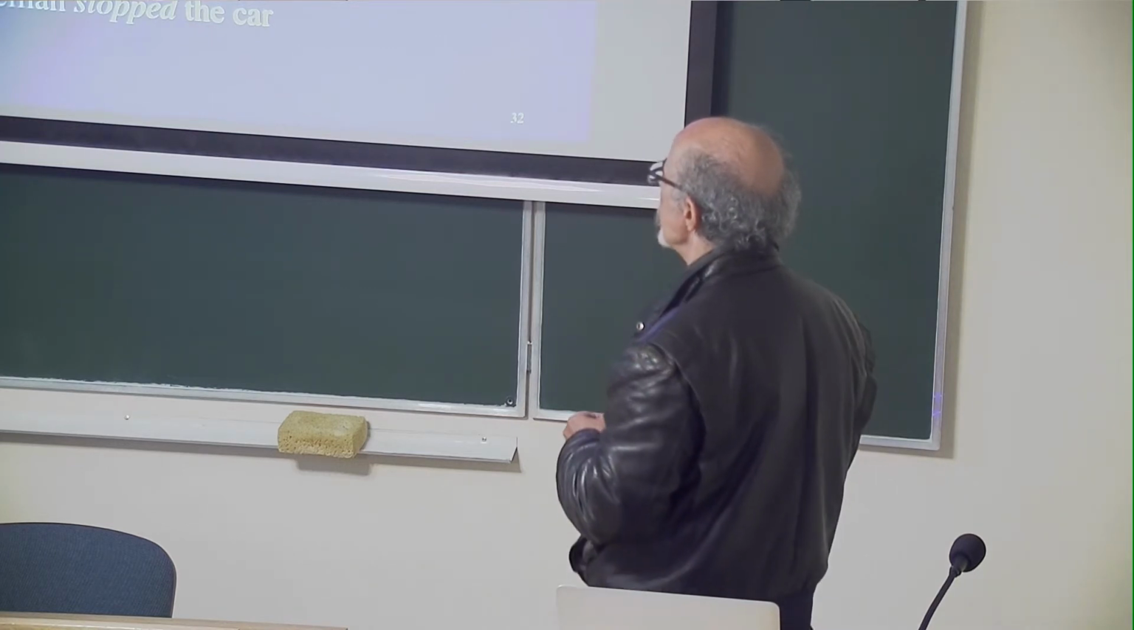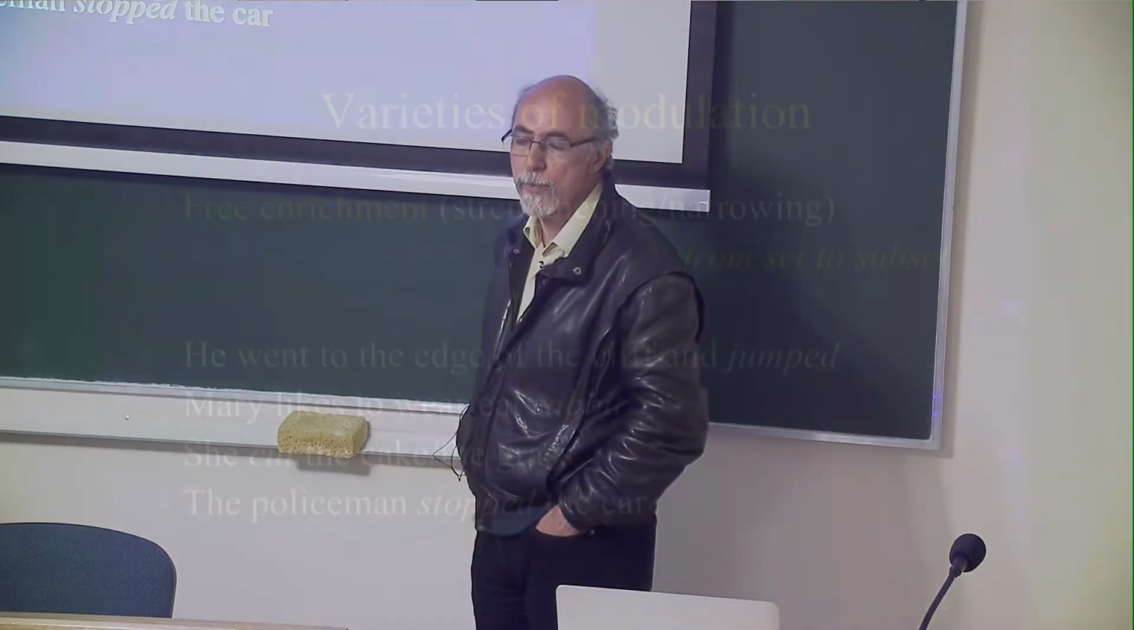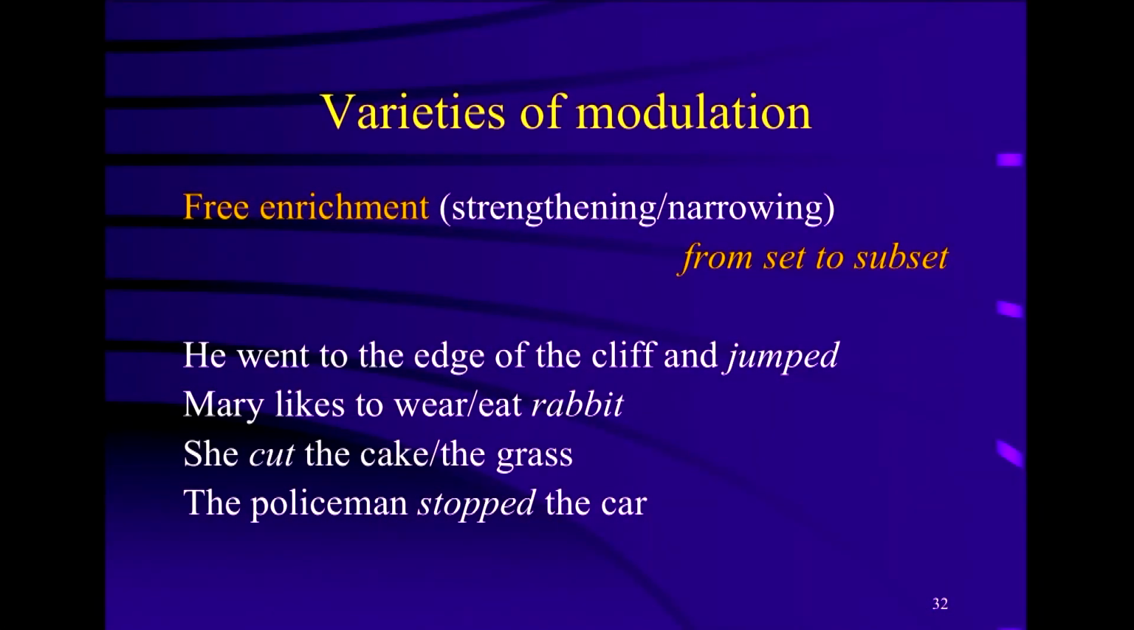Or this example, which is a bit more controversial. He went to the edge of the cliff and jumped. It's an example, I think, from Robyn Carston's dissertation. And we understand jumped as jumped over the cliff. But that's not said literally. The only thing that's said is that he jumped. And there are all sorts of manners of jumping. But here we understand, because of the context, that is, we're talking about the edge of the cliff, we naturally understand the jumping as being over the cliff.